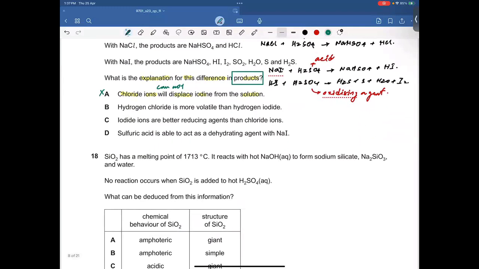Next is hydrogen chloride is more volatile than hydrogen iodide. Well, HI has more electrons, so it has stronger van der Waals forces than HCl, which means this option is also incorrect. Because if hydrogen iodide has more electrons as compared to hydrogen chloride, obviously hydrogen iodide has stronger van der Waals forces or temporary induced dipole forces, which means it has a higher boiling point than this one, right? Which is why B is incorrect, because the examiner is talking about volatility.